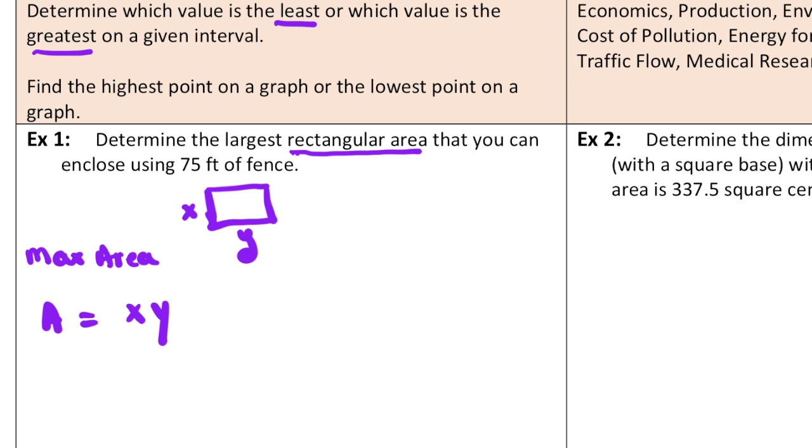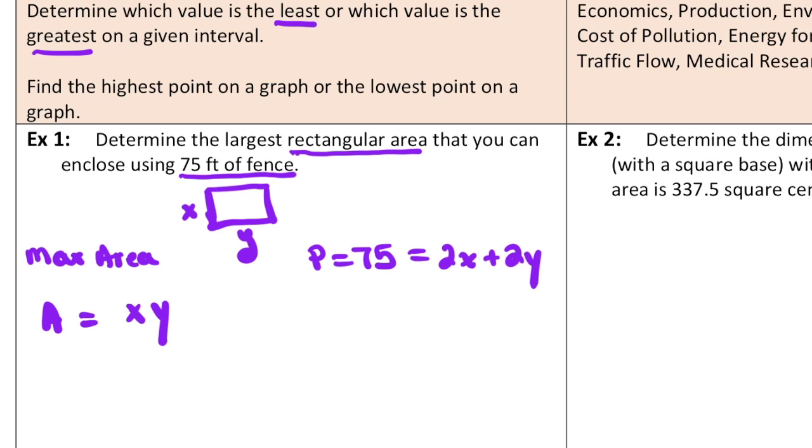Notice we have 3 variables in this problem, and that's going to be just fine. So next, we would think about the constraint that was given to you. You have 75 feet of fencing, so the perimeter is going to be 75 feet. And 75 should be your 2x plus 2y. So we now have a constraint equation.